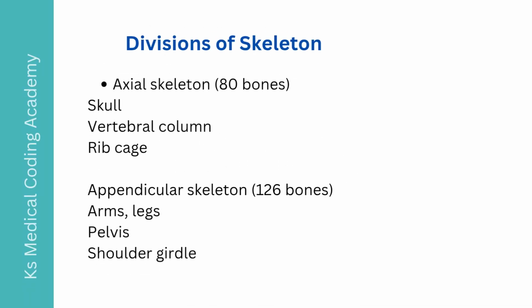Axial and appendicular skeleton. The axial skeleton includes the skull, spine, and rib cage. The appendicular skeleton includes the arms, legs, pelvis, and shoulders. As a coder, you must recognize these regions because fracture codes require precise location.